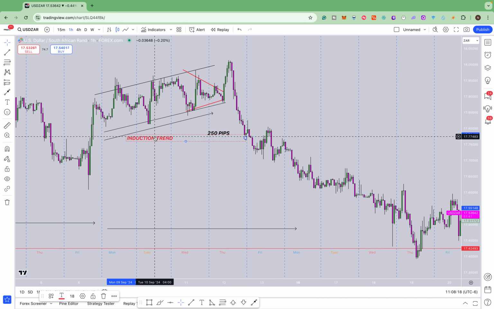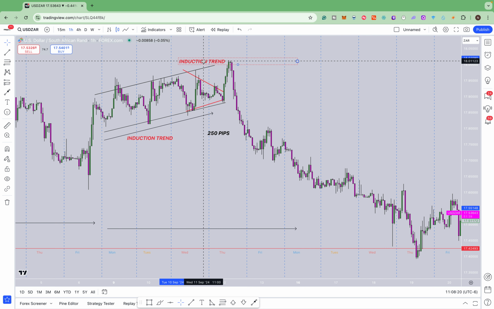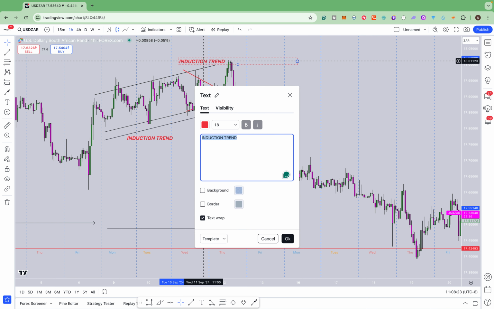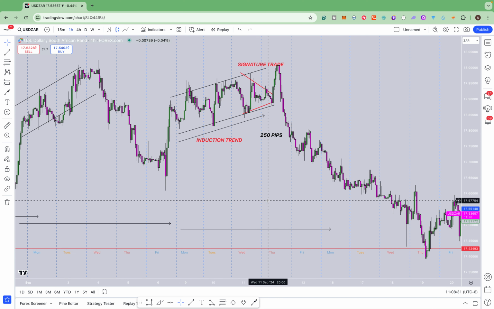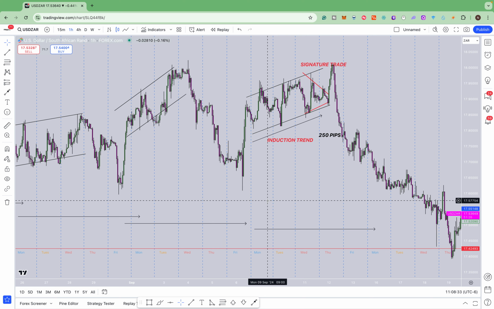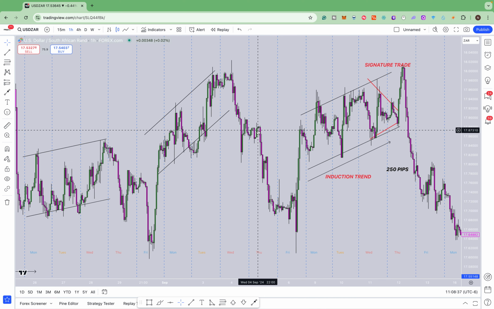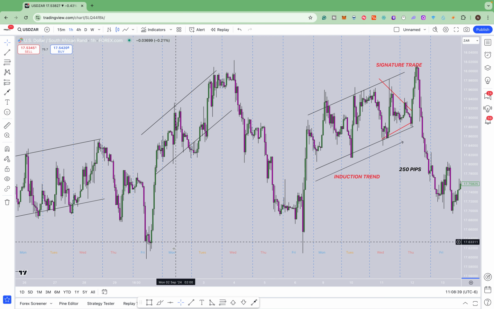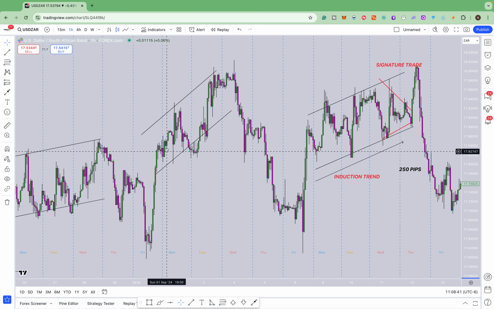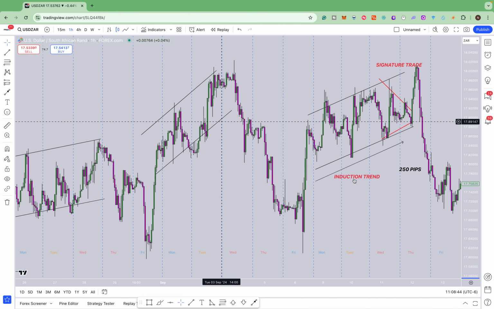And we have the obvious signature trade breaking out in the direction of the trend. All right. Then we move on to the next week. And we have, once again, starting Monday, Tuesday, Wednesday, that obvious induction trend.